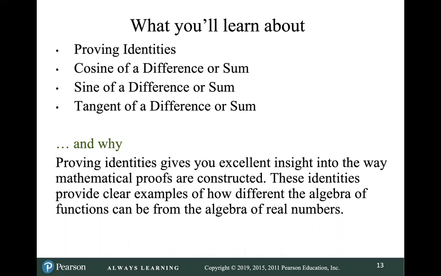These identities provide clear examples of how different the algebra of functions can be from the algebra of real numbers. We've already seen this with exponents and logarithms, but now we're going to look at this property of functions acting differently than numbers for trigonometric functions. And we'll explain more about that when we get there.